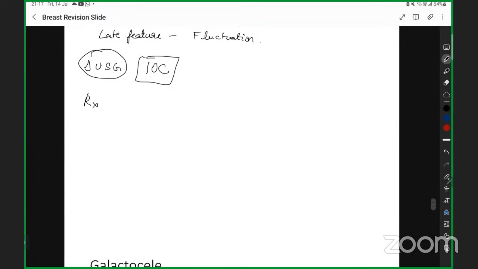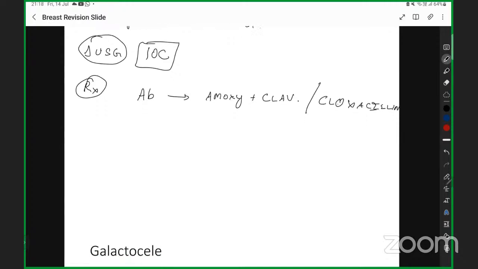Coming towards the treatment, very easy. What is going to be the treatment? Antibiotics. What is the antibiotic given for these patients? Amoxiclav. Once in one exam, INI-CET or NEET PG, I don't remember, they asked this, they left out amoxicillin-clavulanic acid and just gave cloxacillin as an option. Cloxacillin is given in the case of breast abscess.